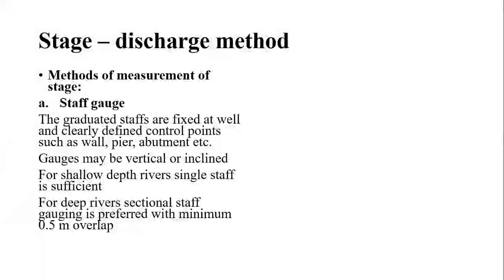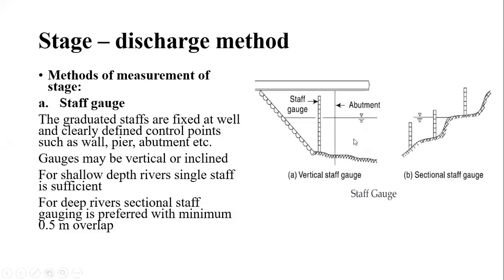That is, the staffs are erected in a vertical manner at different sections, but the condition is that there should be a minimum allowance of 0.5 meter as an overlap. How it looks, we'll see now here.